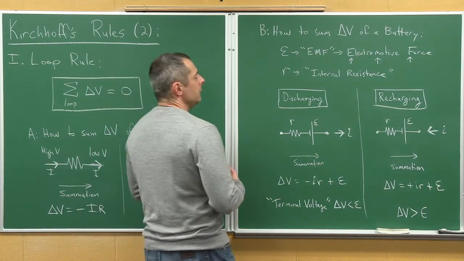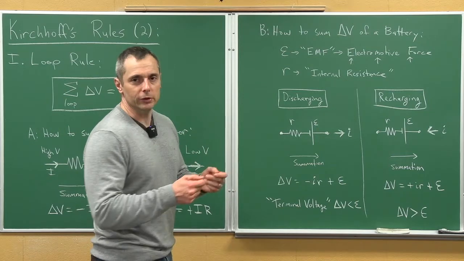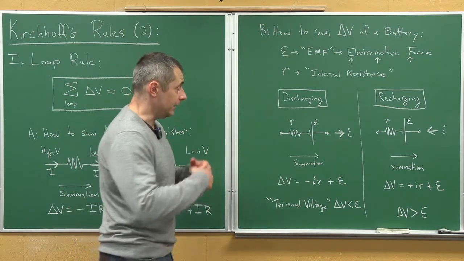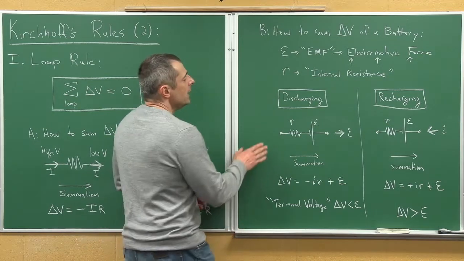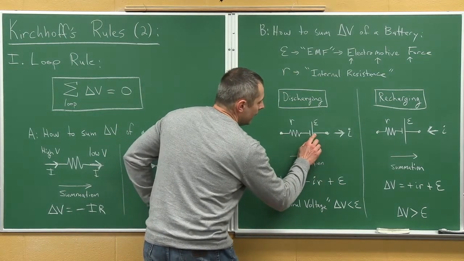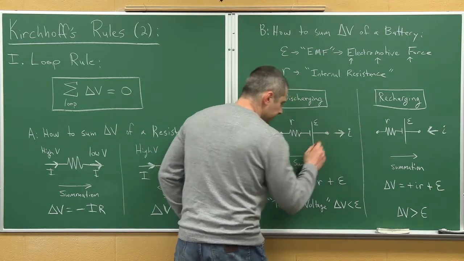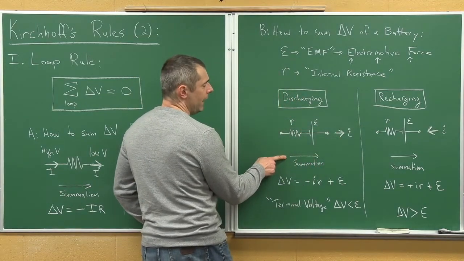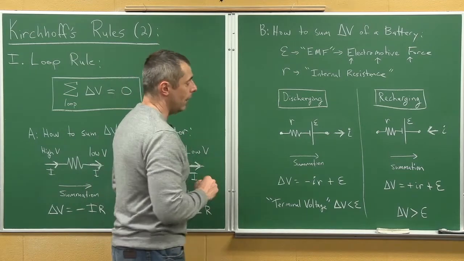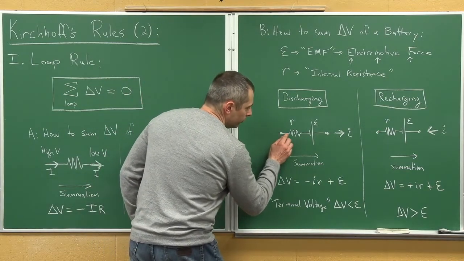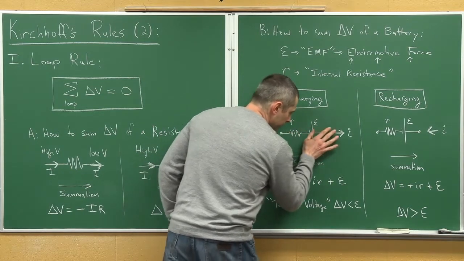Let's suppose the battery is discharging. In other words, you hook it to a light bulb, or your cell phone is running throughout the day and it's depleting the charge. That means the current is flowing out of the positive end and into the negative end. So the current's going like this. If I'm summing through a battery in this loop rule operation, then what I would do is count up all the voltages I encounter as I'm going through this way.